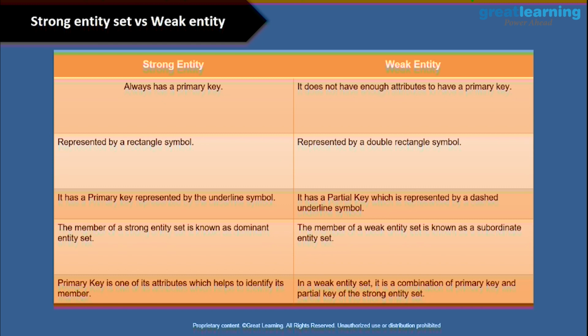The member of a strong entity set is known as a dominant entity set. As you can see, a strong entity will always be a dominant entity set. The member of a weak entity set is always known as a subordinate entity set. As it's a weak entity, you can say, hey, it's a subordinate entity set, right? For a strong entity, the primary key is one of its attributes which helps to identify its members. And in a weak entity set, it is a combination of the primary key and partial key of the strong entity set, right? So these are the main differences we can see when we talk about strong entity and weak entity.